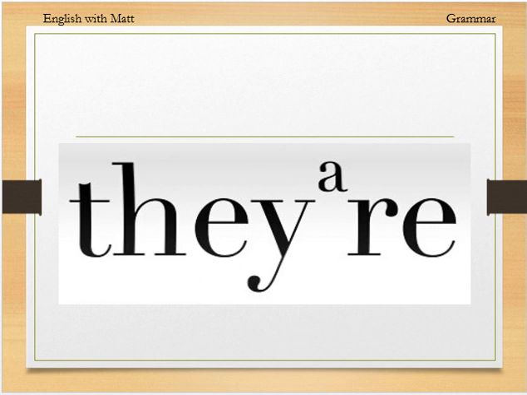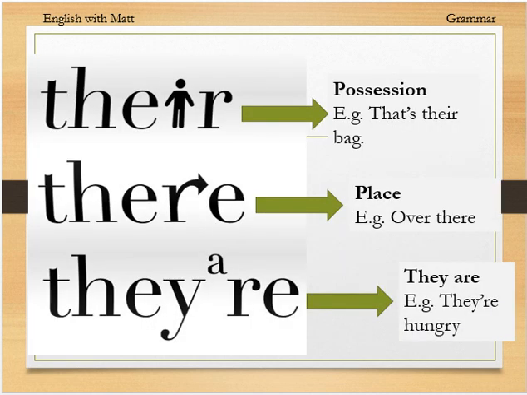So I think actually the two theirs that students get most confused with is the IR and the RE spelling, because they tend to know that the apostrophe stands for the A. So that graphic there summarises it. You can see the little man in that spelling in the IR shows possession, that's their bag. The arrow in the R, the second there, is a place, over there, and the bottom one means they are, such as they are hungry.